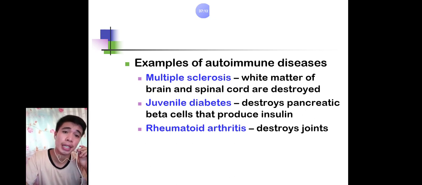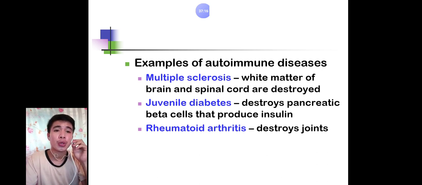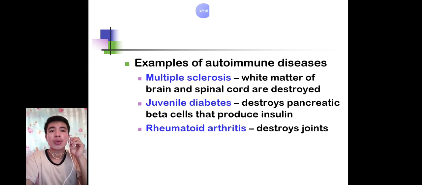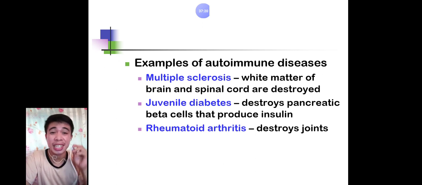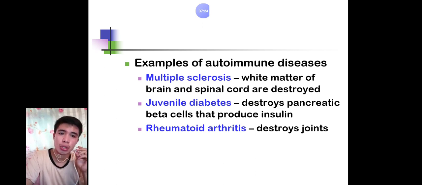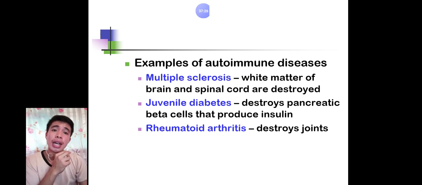Next is the juvenile diabetes. So, destroys pancreatic beta cells that produce the insulin. So, kana ang atong diabetes. Then, next is the rheumatoid arthritis. So, destroys joint. So, mao na siya ang examples of the autoimmune diseases.